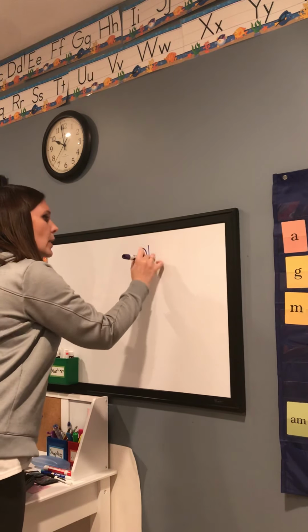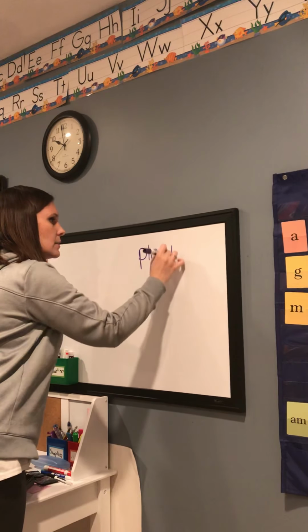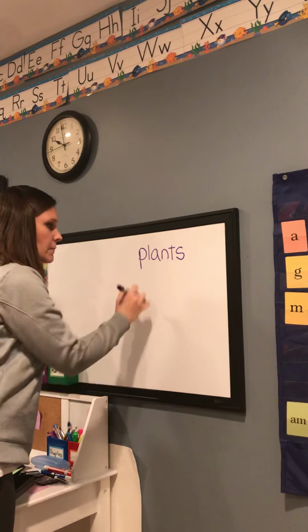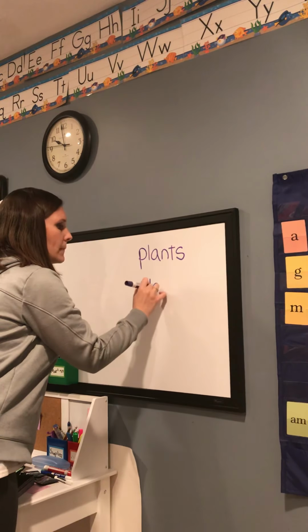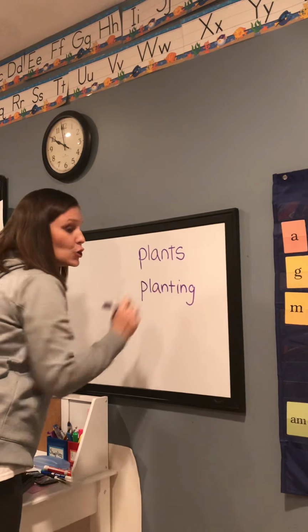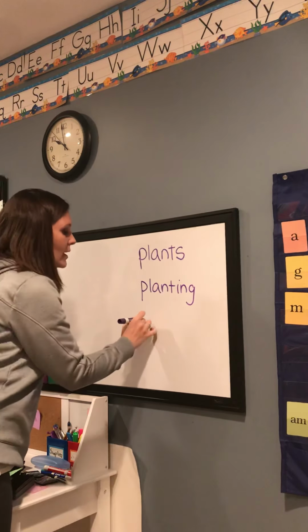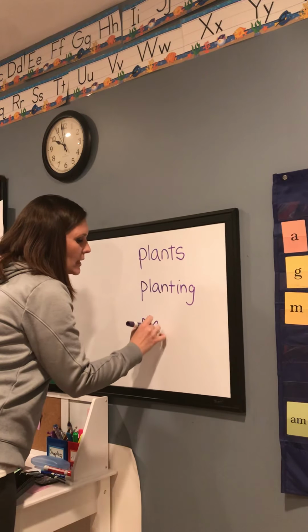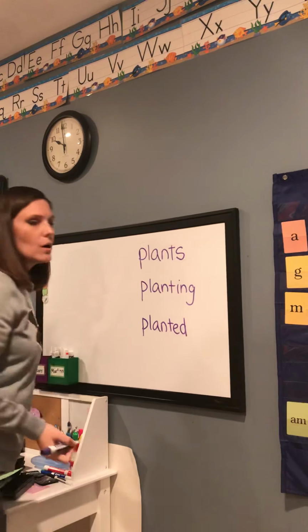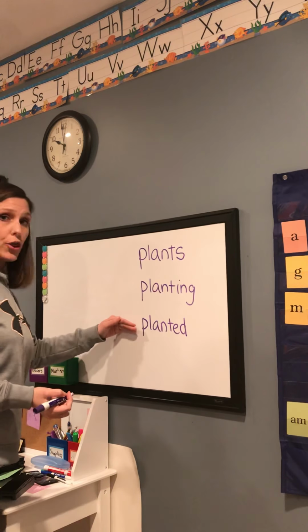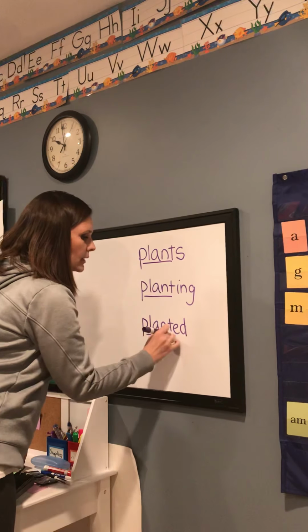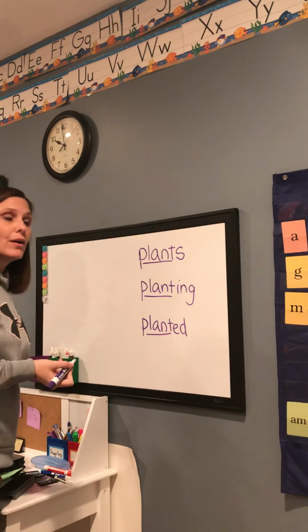So I started with plant, but I had more than one plant. Then I had planting, which was me digging and doing it right now. And then I had my story that I planted over the weekend. What was the base word in all three? Was plant, plant, plant. Same word.